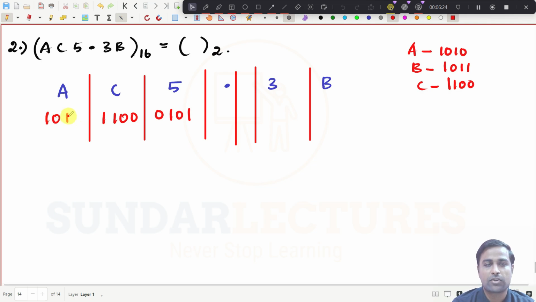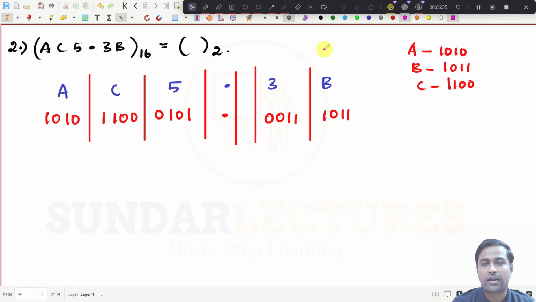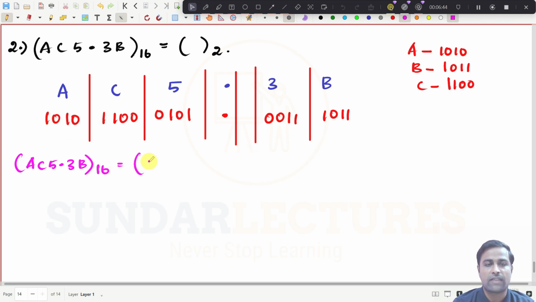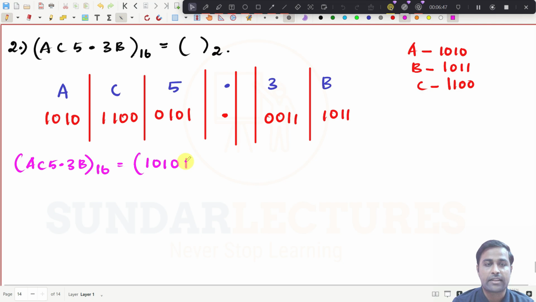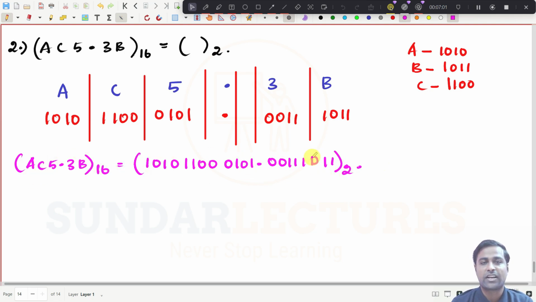And what is A now? It is very easy, 1010, and there is a point here. 3 will be 0011. That's all. And what is B? B will be 1011. That's all. So now you can write the final answer for AC5.3B at the base of 16, which is equal to: you have to take all these values, 1010, then 1100, 0101, 0.0011, 1011. That's all, at the base of 2. We have converted this hexadecimal to binary.